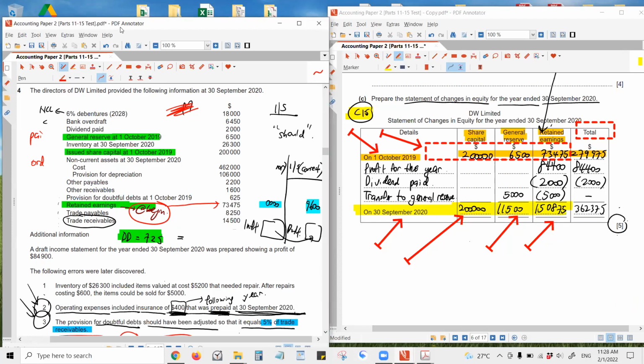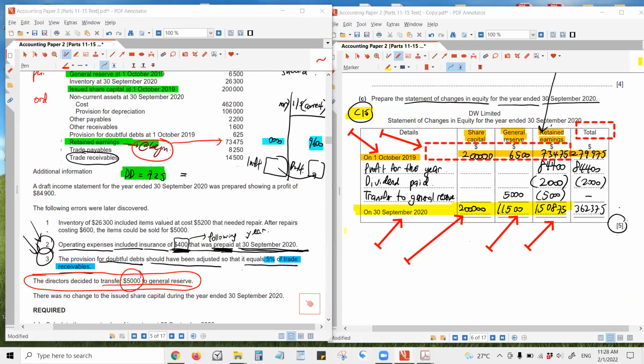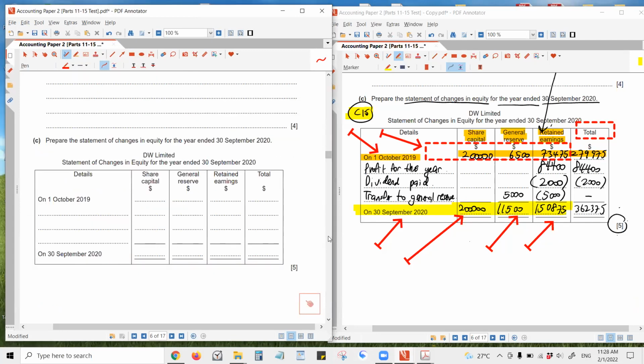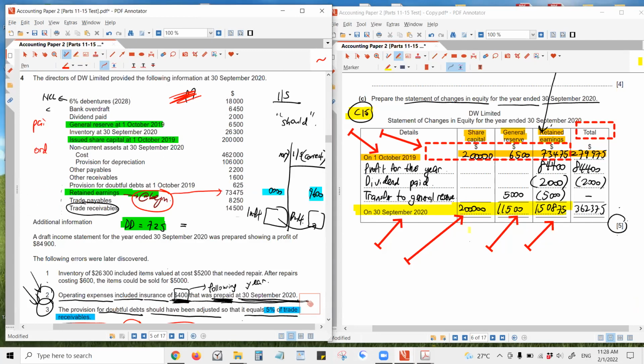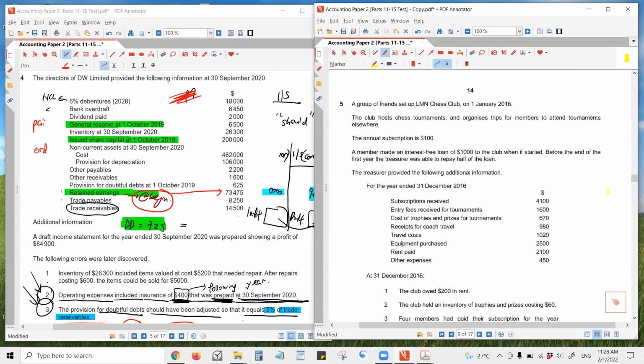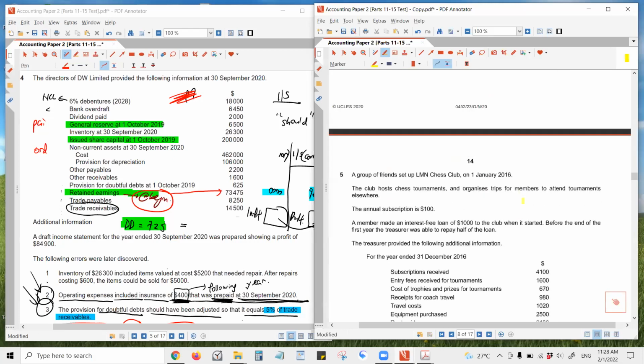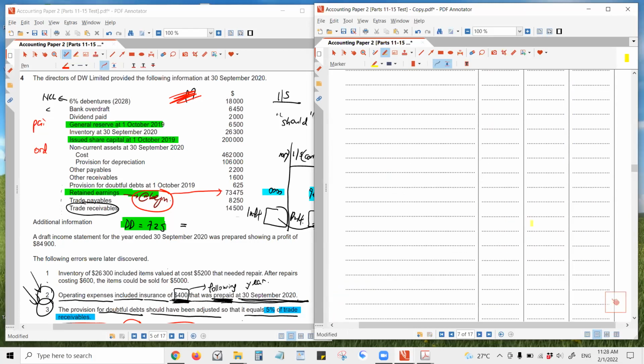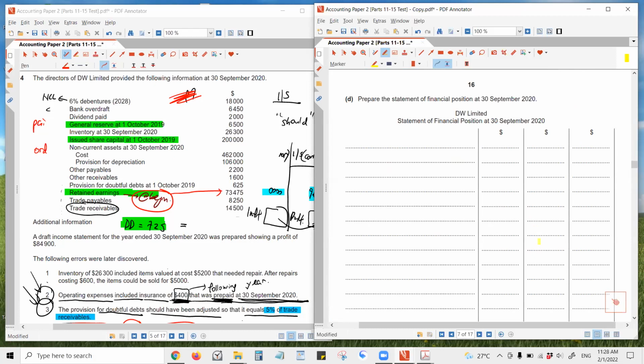Okay, now we see the next part, the SOFP. The clubs and societies question is next. It's a 9-mark question. Let's do this. We have not done this for a long time, right? SOFP. It says prepare the SOFP on this date. Begin with the asset section. You start with NCA, non-current assets.